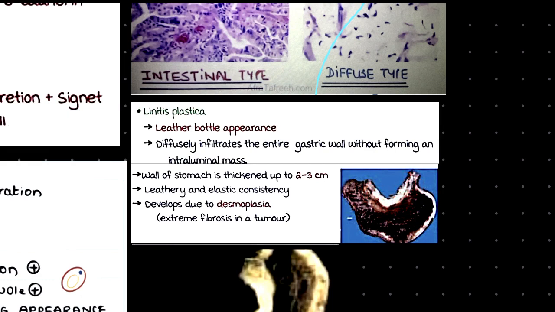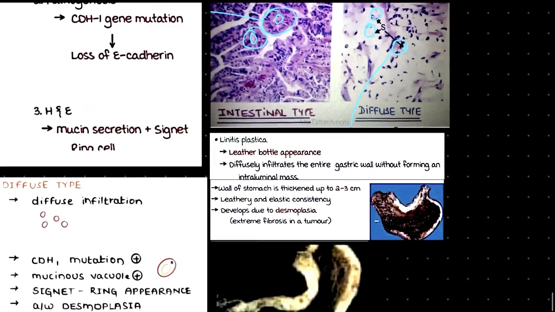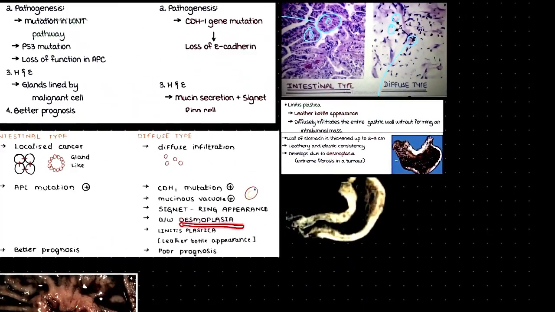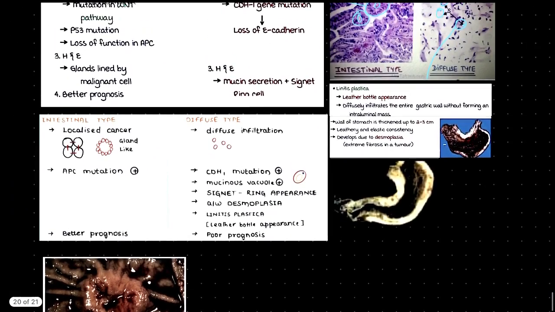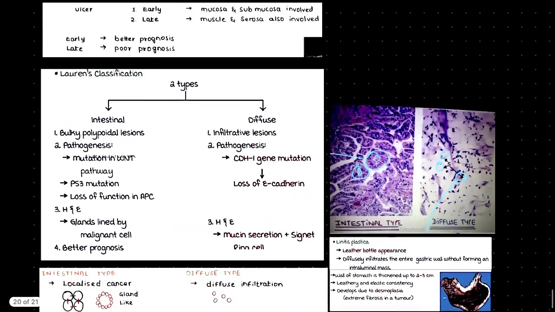Leathery and elastic consistency is seen and develops due to desmoplasia. Now what is this desmoplasia? Extreme fibrosis in a tumor, right? Yes, we have discussed desmoplasia right here. Okay, we talked about intestinal and diffuse type. Now let us move toward this chart.